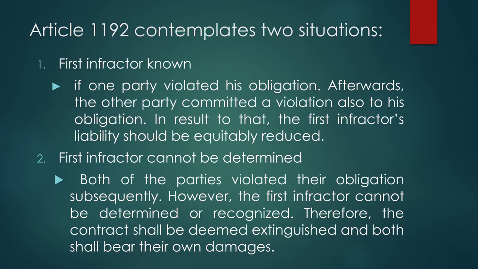So, a first infractor cannot be determined. Both of the parties violated their obligation subsequently. However, the first infractor cannot be determined or recognized. Therefore, the contract shall be deemed extinguished and both shall bear their own damages. Walang pwede kasi kung hindi ninyo ma-determine kung sino talaga unang nagkamali or violated the contract, then sasabihin ng court, okay, both will suffer their own damages.